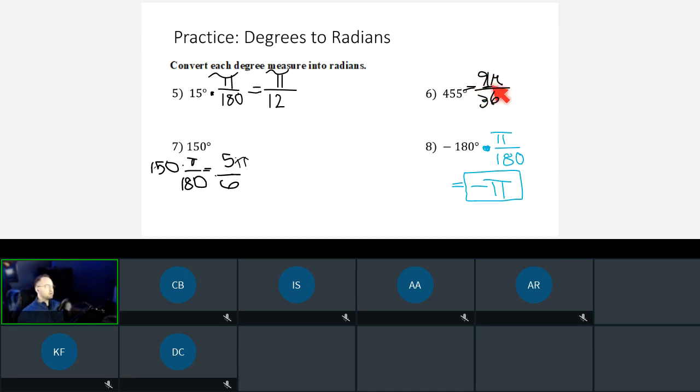What does this say right here? Ninety-one pi over 36. Okay. 5 pi over 6 here. And we got negative pi. All right. Everyone agree with all of these answers? We got pi over 12, 91 pi over 36, 5 pi over 6, and negative pi. Everyone's in agreement? All right.